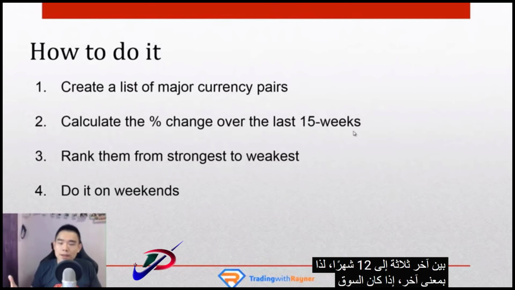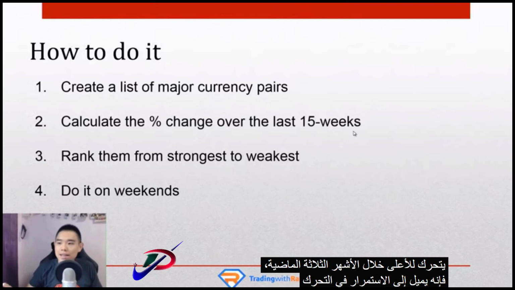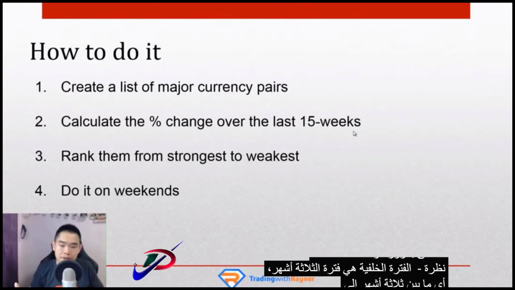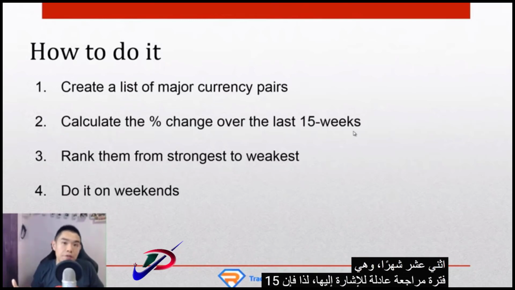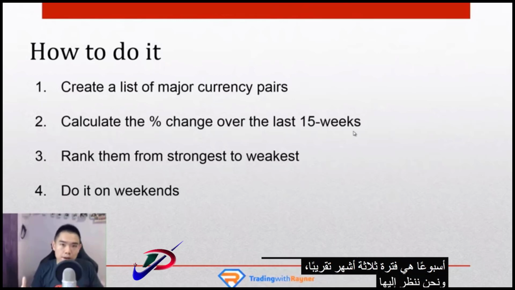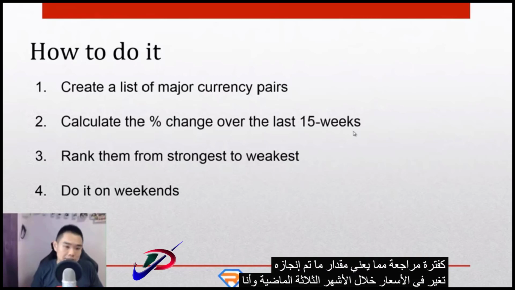So in other words, if a market has been moving higher over the last 3 months, it tends to continue moving higher over time. So that is a look-back period, the 3-month period. Anywhere between 3 months to 12 months is a fair look-back period to reference. So 15 weeks is about 3 months, meaning how much did the price change over the last 3 months.